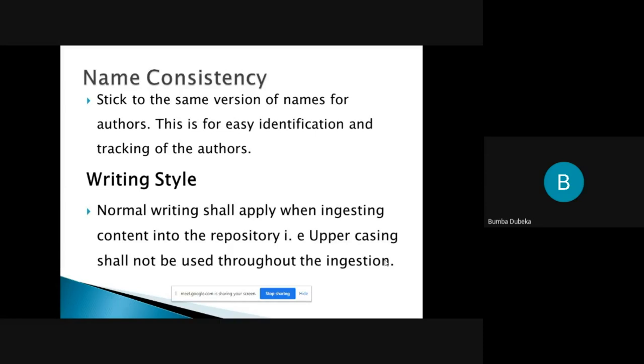Another lesson we learned in our implementation: because of having different people ingesting content at different times, there wasn't uniformity in writing. Sometimes you'd find a typo. Sorry, excuse me?